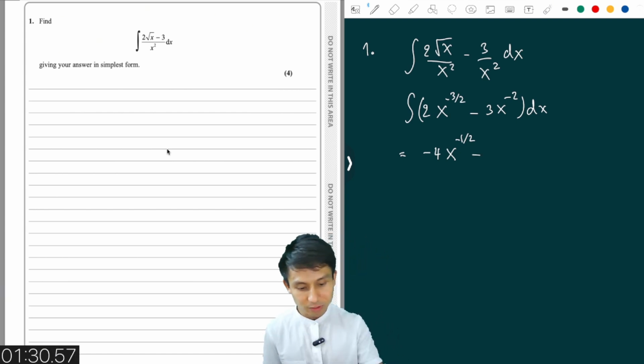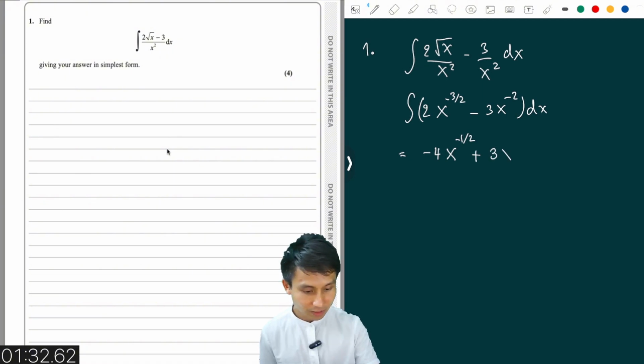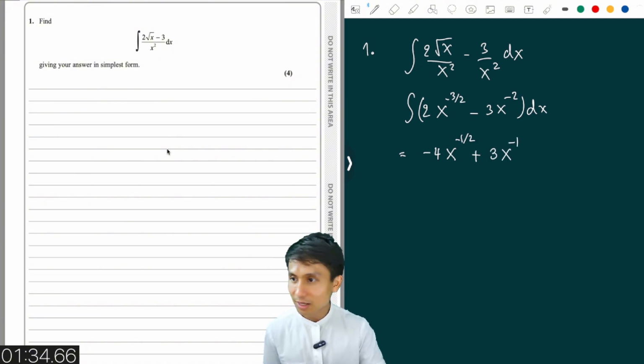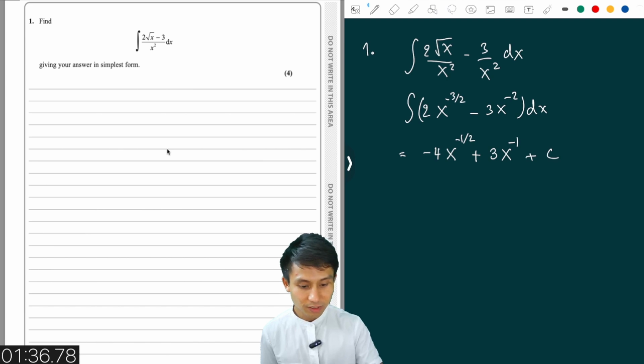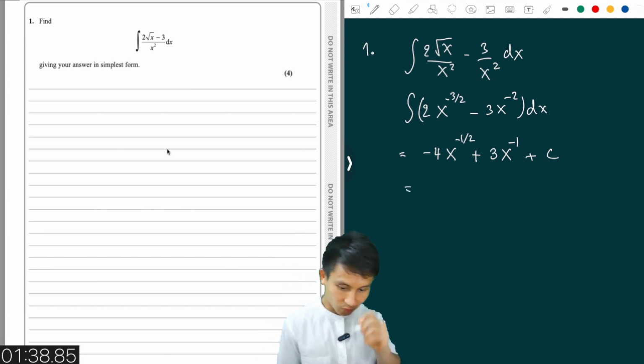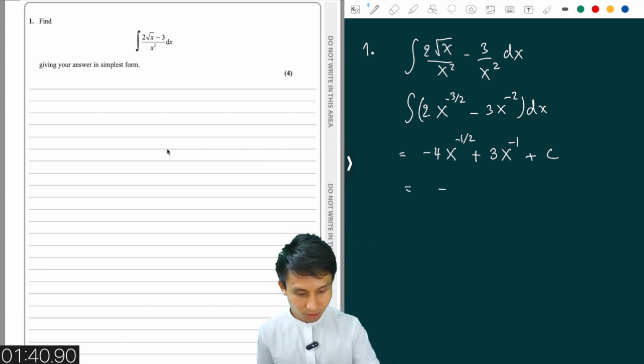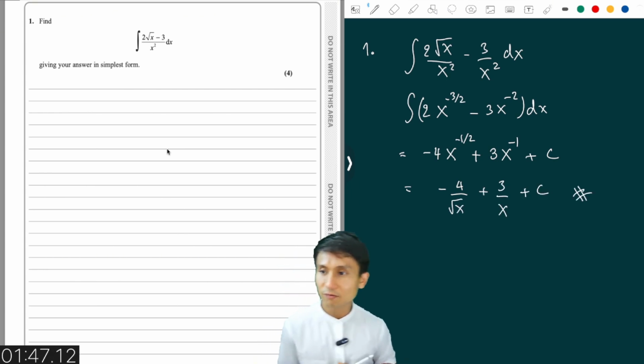So dividing by minus 1 becomes a plus here, and then x to the power of minus 1, and then we plus c. If we want the simplest form, then we can do minus 4 over square root x plus 3 over x plus c. Well, that would be it for me.